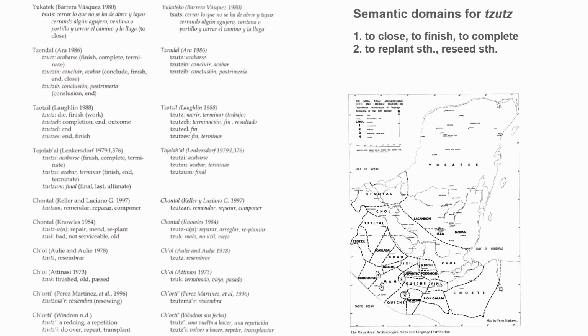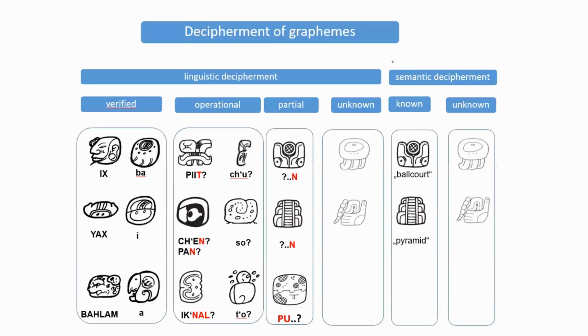And in summary, the semantic domains for tzutz are to close, to finish, to complete, and most intriguingly, to replant, to reseed something. And that's the background of the glyph for tzutz. Not only does it mean to finish, but also to replant. They regarded the new time period as something to be planted into the ground, because Maya culture was a very agrarian society, and their texts relied heavily on those metaphors for agrarian things.